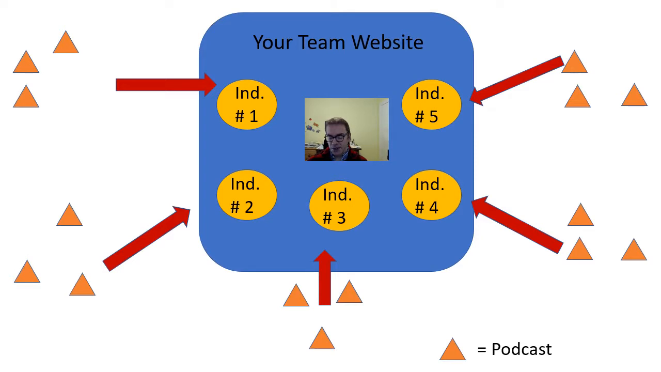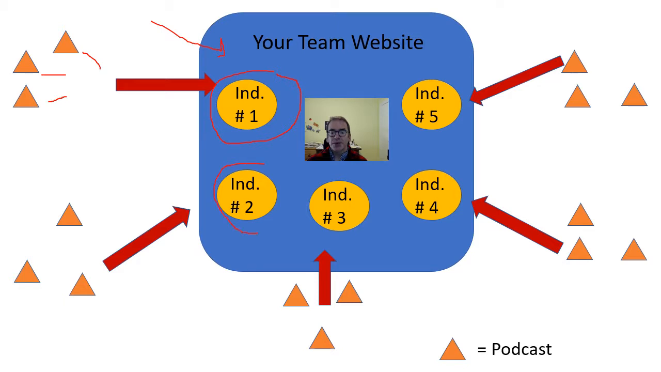I've got here a little graphic, which hopefully isn't too confusing. Imagine this is your team website once you create it. Then each individual team member will have their own subpage. So for example, this is individual number 1. On your subpage you will have 3 podcasts. That's part of the assignment, to create 3 podcasts.